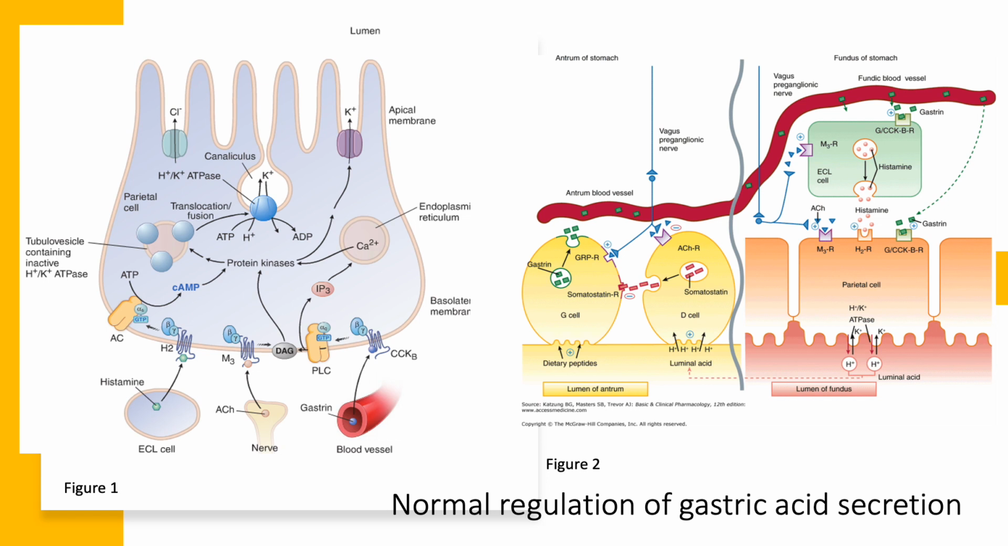One of them is histamine. You can see histamine is secreted by the neighboring cells called the ECL cells, and it can activate the H2 receptor on the parietal cells, which then causes an increase in the secretion of the hydrogen ion. So again, if there are drugs that can antagonize the receptor, you can see that there will be a reduction in the H plus eventually released into the stomach.